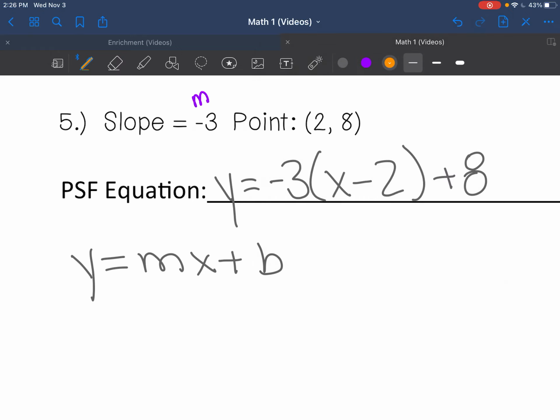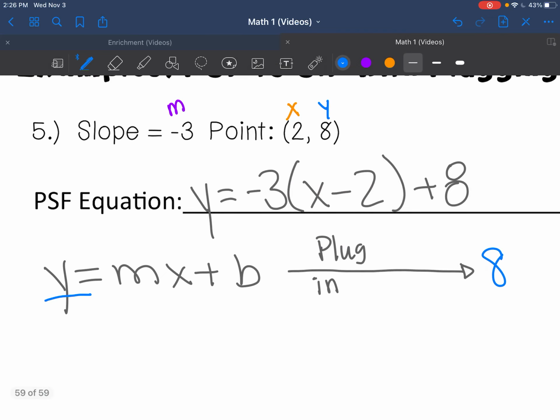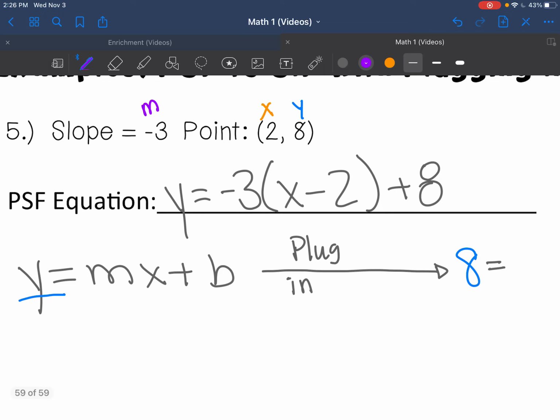My x is a 2, and my y is an 8. So what we're going to do is take this equation and plug in. So let's replace that y with an 8. Right, we replace the y with the 8 because that's what we said y is. I'm trying to color coordinate here too. This equals, my m is a -3. And then our x is a 2.